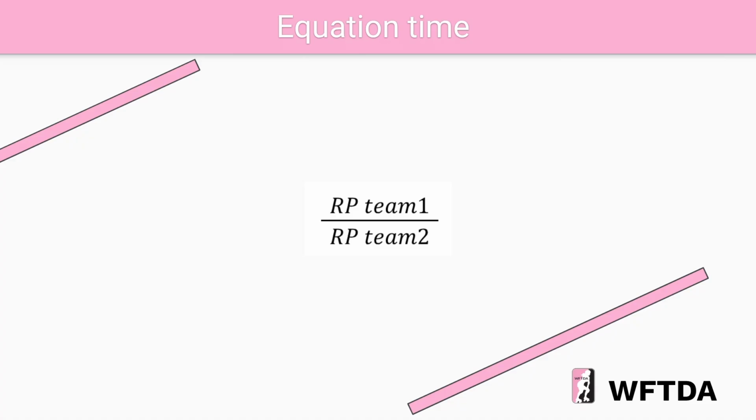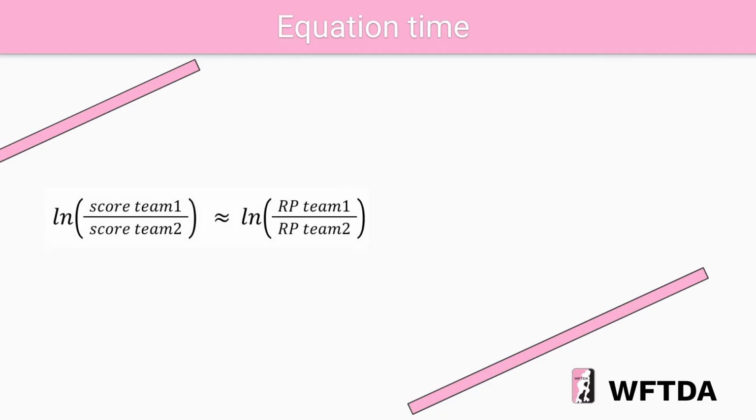We are trying to find ranking points ratios between teams. And we want that ratio to explain the score ratio of actual games that were played. And that squiggly equal sign just there just means equalish. So we're looking for a game score ratio that is mostly equal to the generated ranking points. And we take the log of both sides to make things linear.